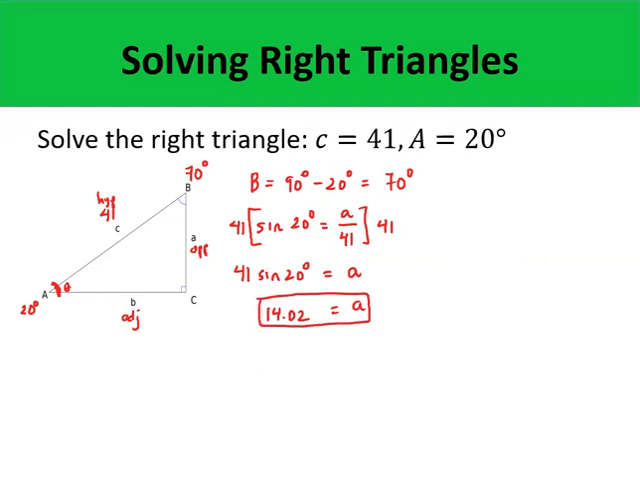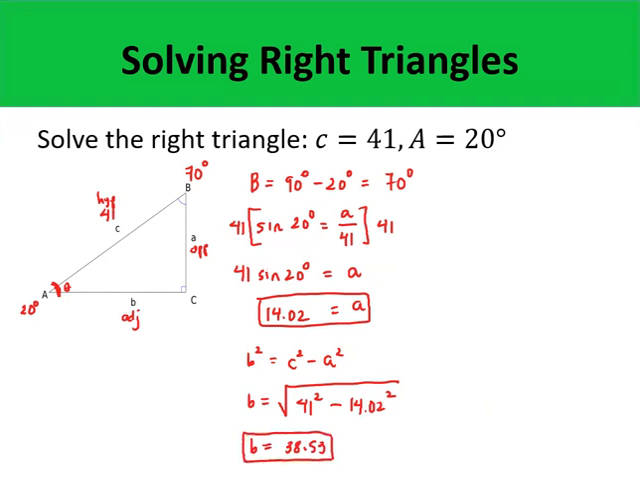Since we already have small a and small c, we can use the Pythagorean relationship. b squared is equal to c squared minus a squared, and that gives us b is equal to the square root of c squared, which is 41 squared, minus a squared, which is 14.02 squared. Again using calculators, we get 38.53 units as the length of side b. And that solves the right triangle.